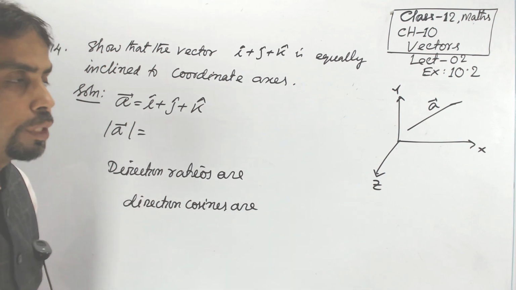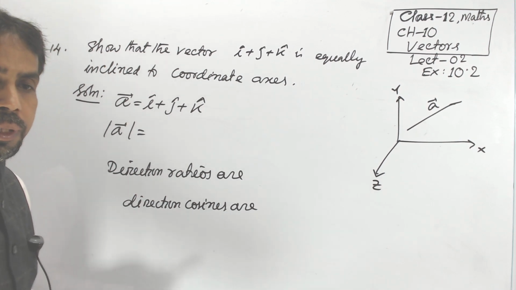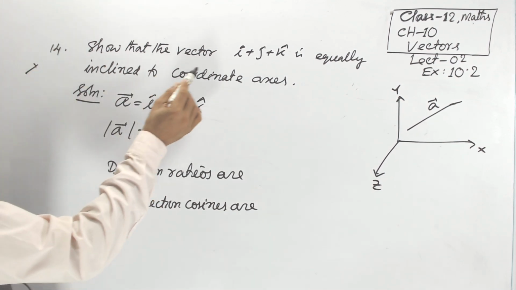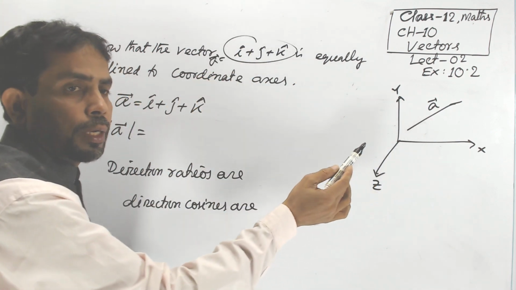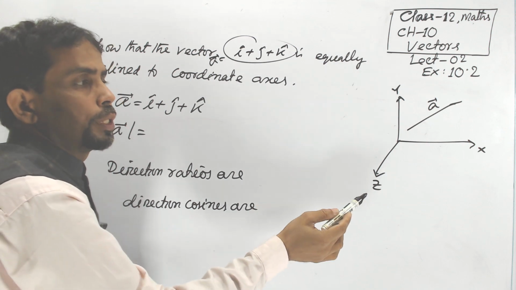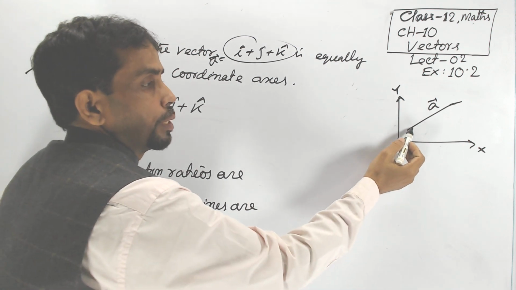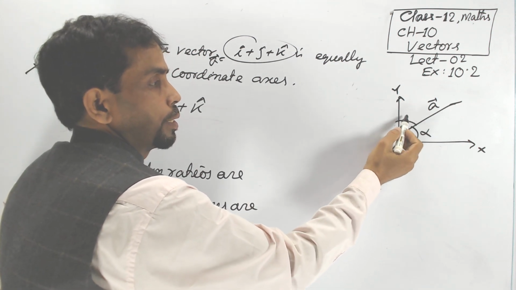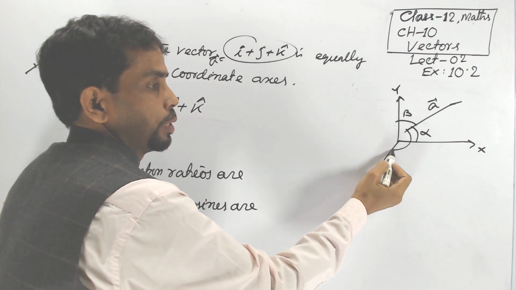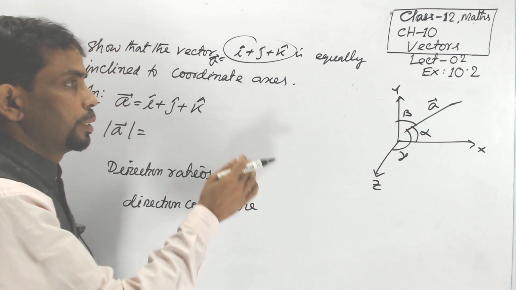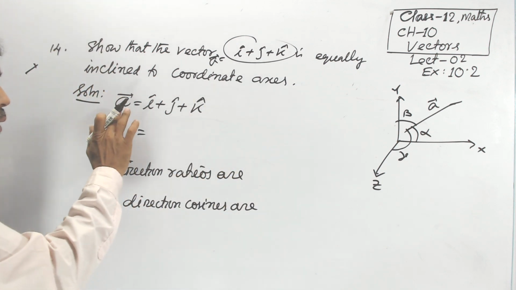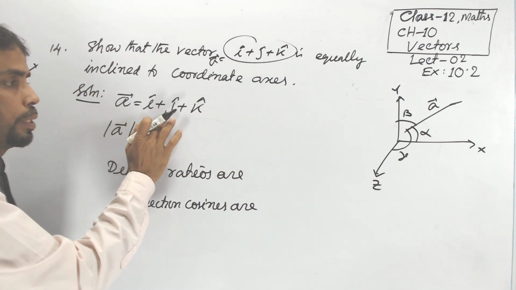Question number 14. A vector is given. This is the vector. I will mark it A. Say this is the vector, and you are asked to show that it is equally inclined to the coordinate axes. Equally inclined means this angle say alpha, this angle say beta, and the angle with z say gamma. And we are asked to show that these three angles are equal. That is the question. Now the vector given is i plus j plus k.